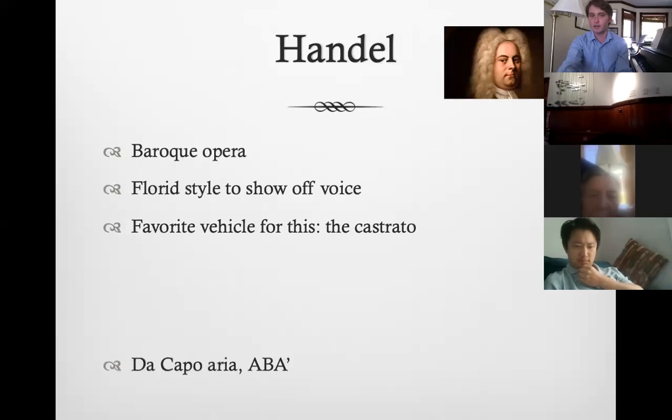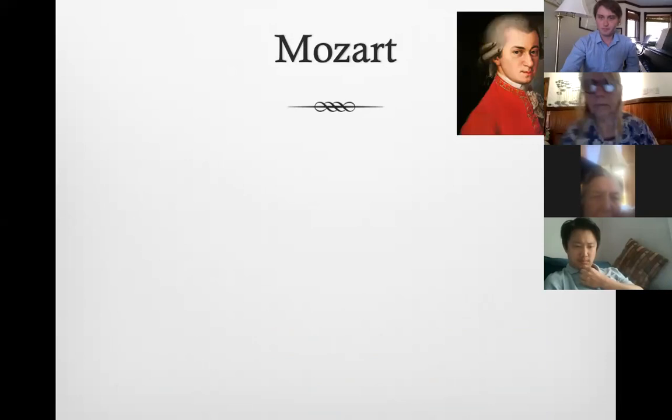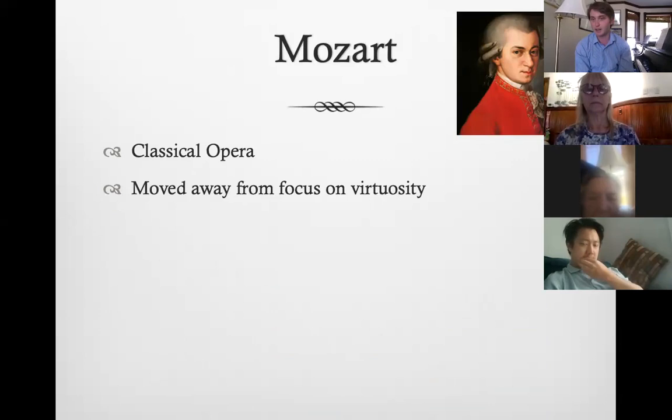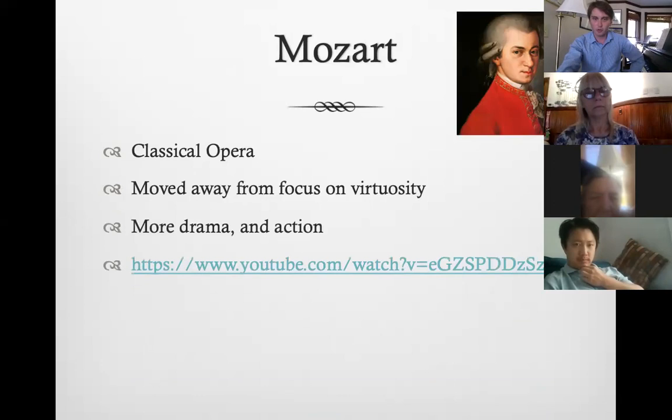All right, moving on to Mozart. Now we have arrived at classical opera. So it moved away from that focus on the florid technical aspects of singing and more towards a fusion of technique and also drama as well. I want to show you a clip from The Marriage of Figaro, which, let's open this.